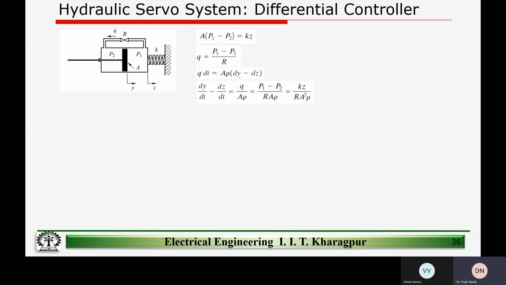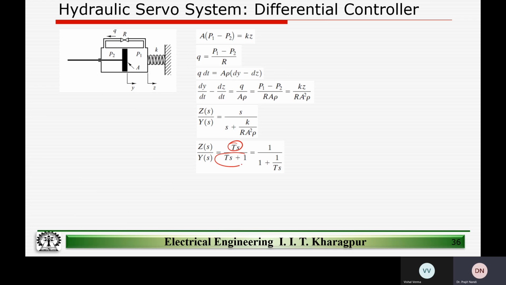Now it's time to do some maths. Bring this down: dy/dt minus dz/dt equals Q divided by A, and this Q we established as (P1 minus P2) divided by R. Replacing this, A gets cancelled out, and we end up with Y as a function of Z. We take Laplace on both sides, and after some juggling end up with an expression of Z as a function of Y. Again we can represent this simplistically.